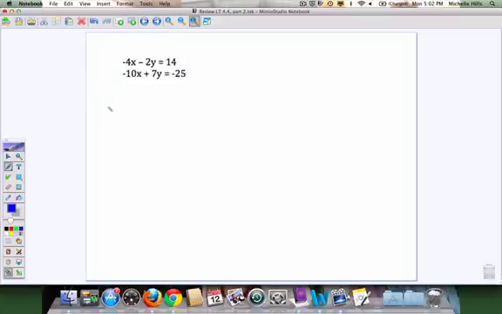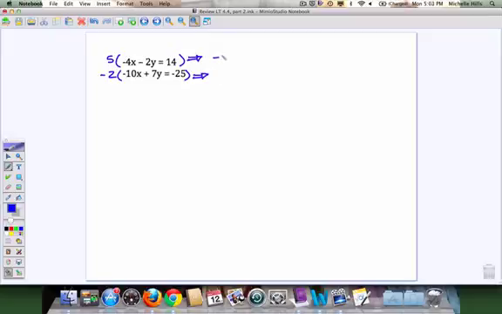The next equation, again, I don't have opposites. 4 doesn't go into 10, 2 doesn't go into 7, but if I multiply the first equation by 5, this will make this a minus 20x. So then I multiply the second equation by negative 2, and that'll make that one a plus 20x. So then I'll have the opposites that I can add together to eliminate, in this case, my x variable.